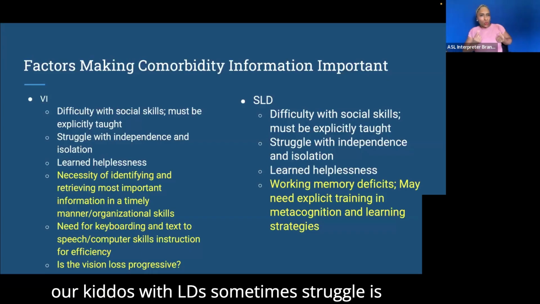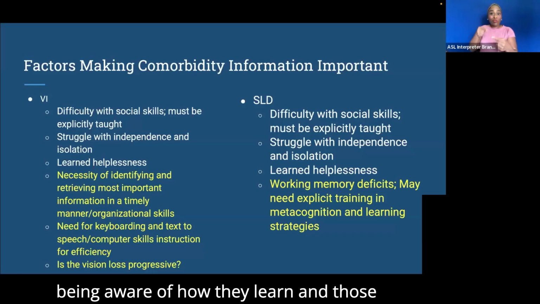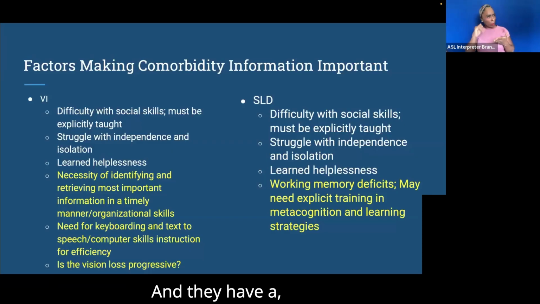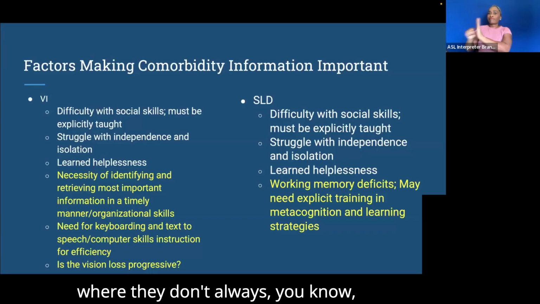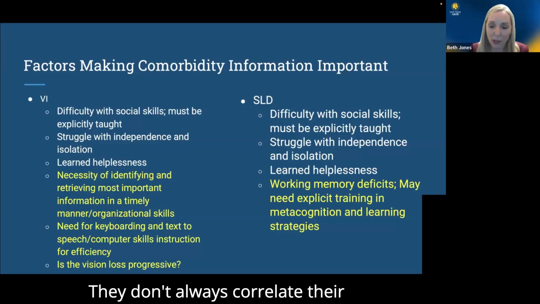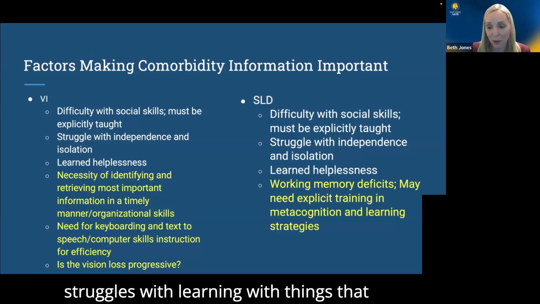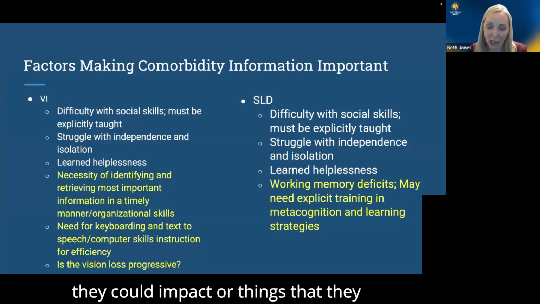And that's where our kiddos with LDs sometimes struggle: being aware of how they learn and those processes and what works best for them. They can have some negative attributions where they don't always correlate their struggles with learning to things that they could impact or things that they could change.